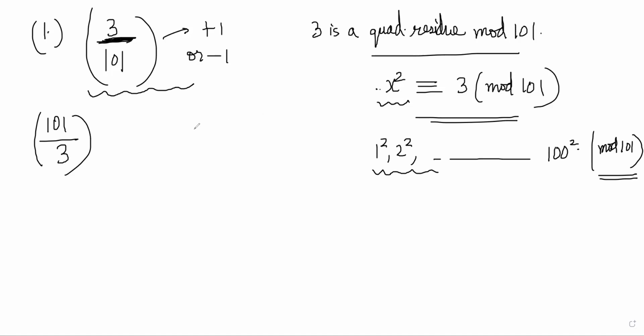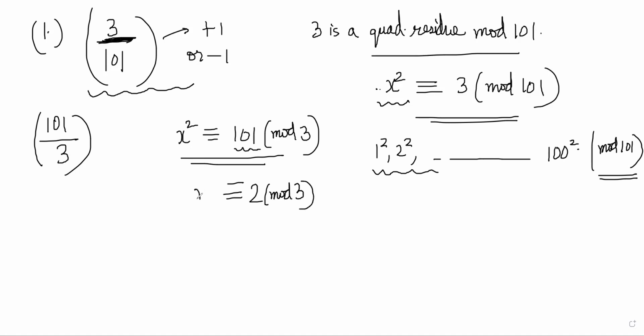That means basically we are checking whether 101 is a quadratic residue mod 3, right? X square is congruent to 101 mod 3. We are doing the opposite Legendre symbol, right? Now this is obvious because 101 mod 3 is simply 2 mod 3, right? We can check this very easily because 3 is a small number. So we can say 0 square, 1 square, 2 square, and these are the 3 possible residues. So you have 0, 1, and 1. So the answer for this is -1, right?